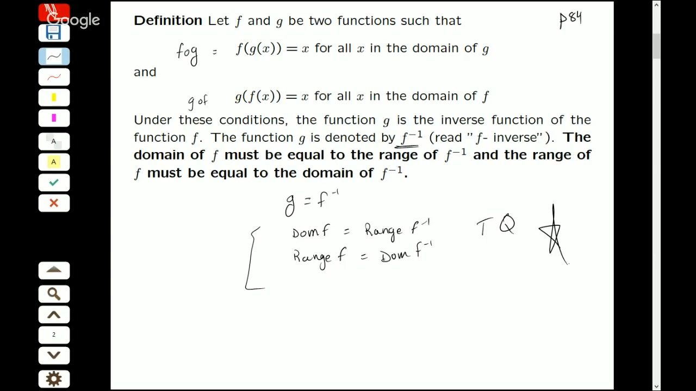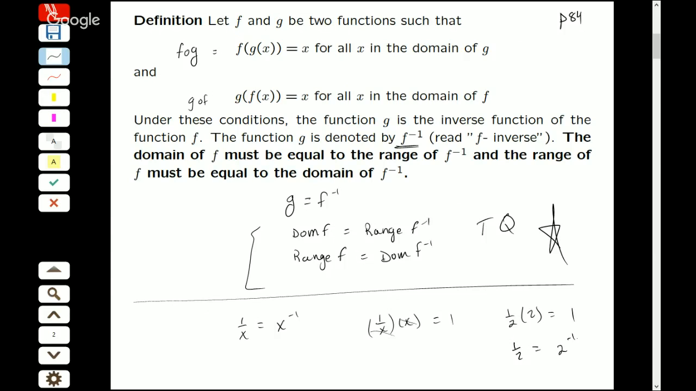Okay, so in other words, what is this saying? You guys are used to this notation. If I say 1 over x, you know that that's equal to x to the minus 1, right? Let me show you why. 1 over x times x is equal to what? 1, right? If you did 1/2 times 2, you get 1, right? So I would say that 1/2 is equal to 2 to the minus 1.